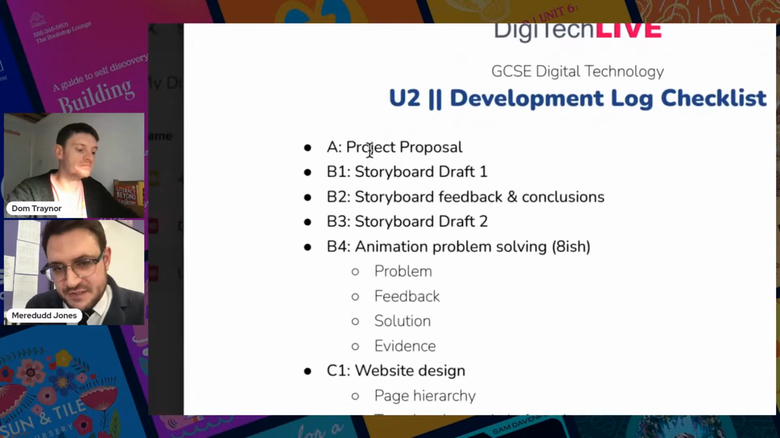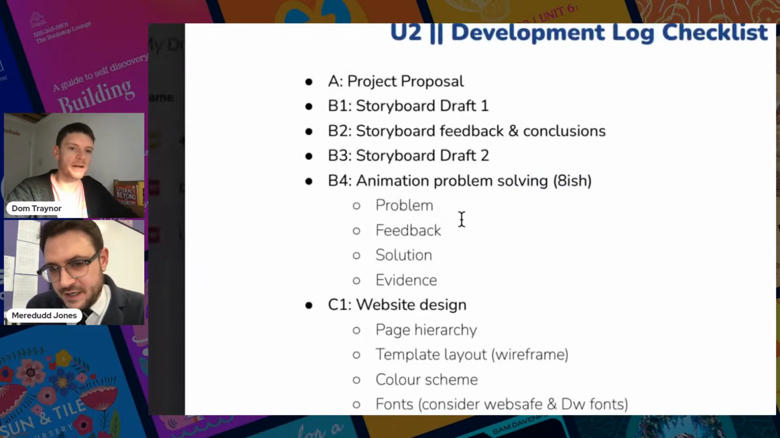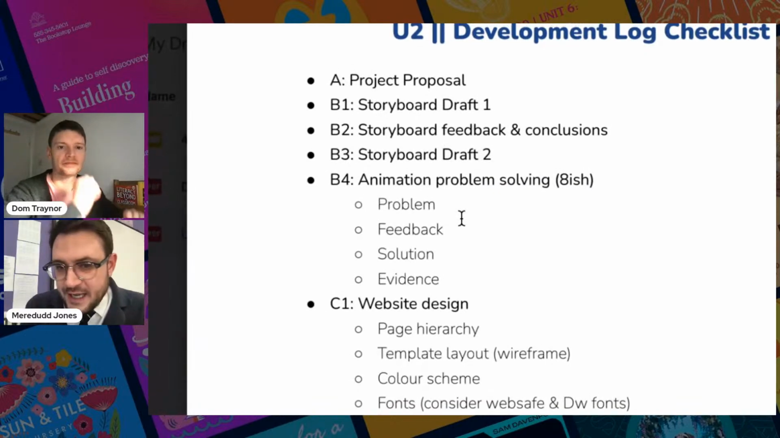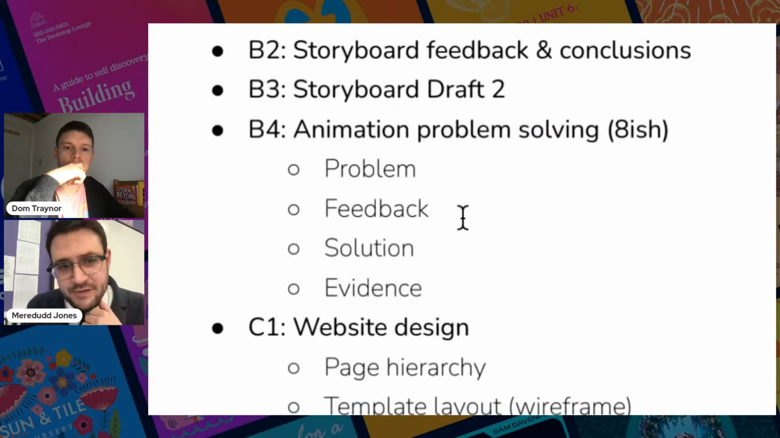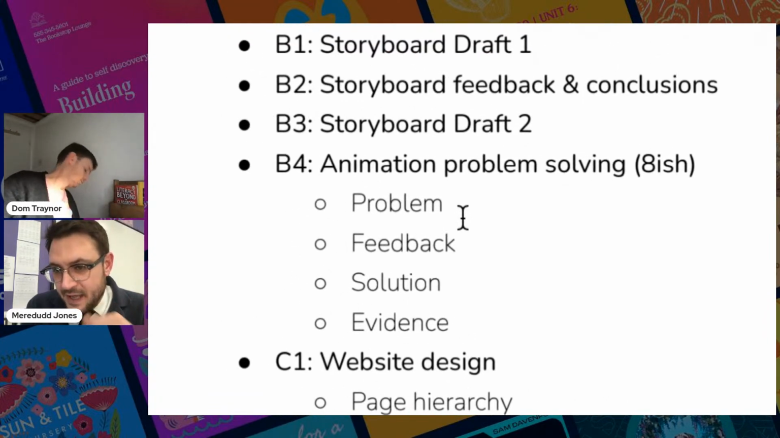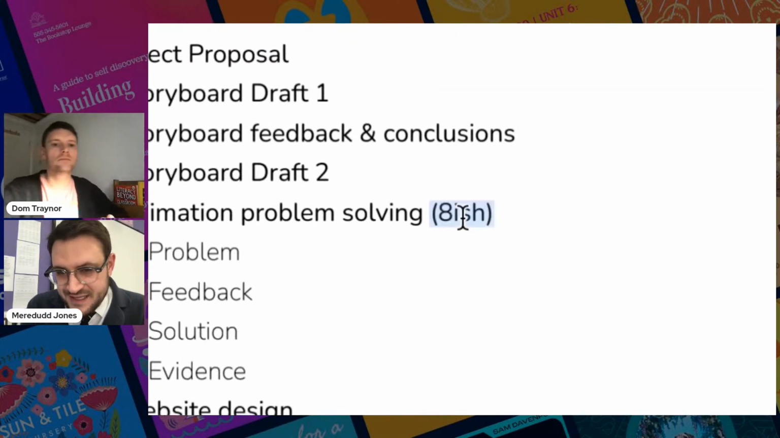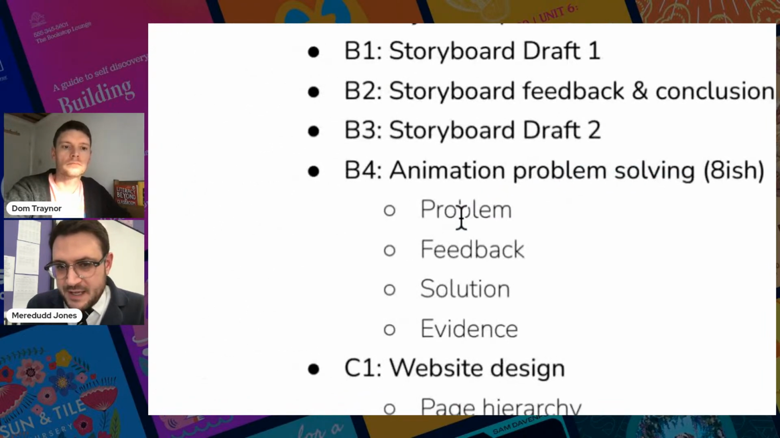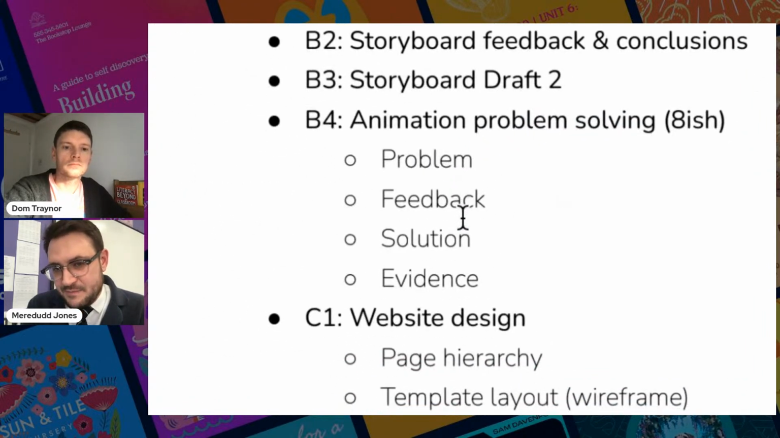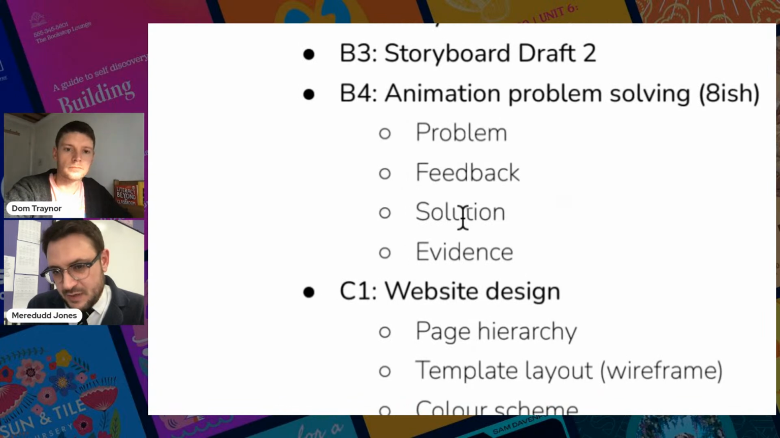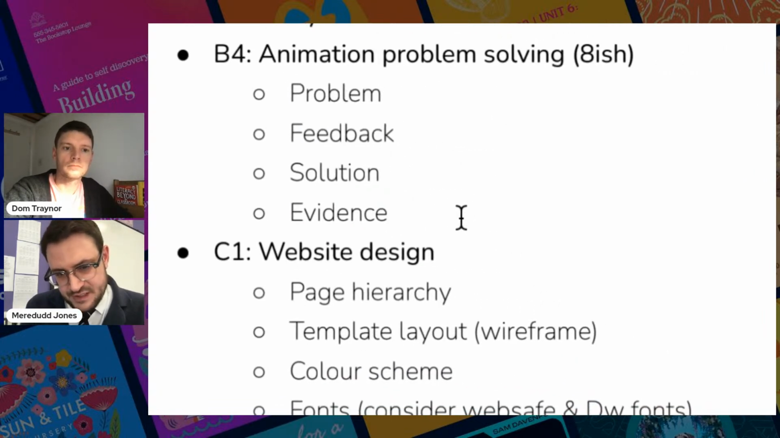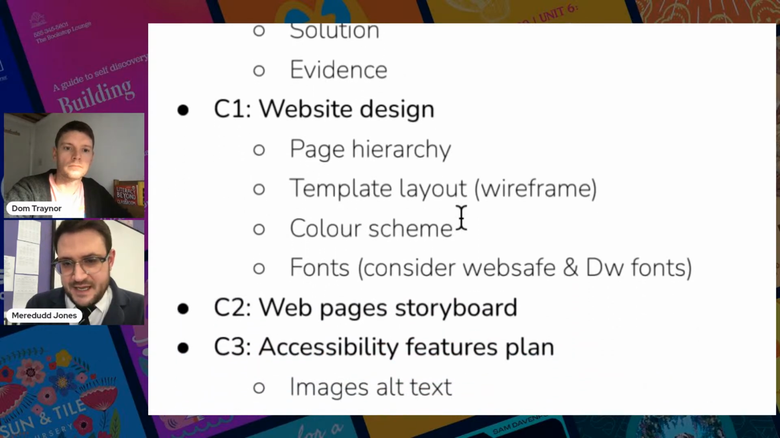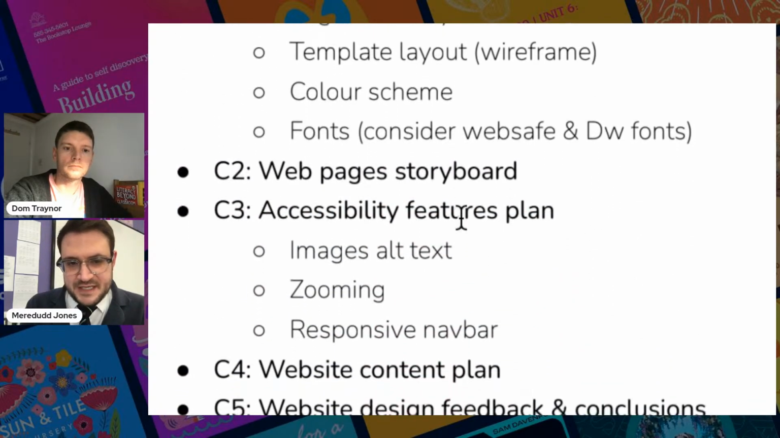For my students, I've got things like the problem solving doc and a breakdown of what I'm going to be putting in that problem solving evidence. So 8-ish, because that's what's in the exemplar. 8-ish problems whilst animating, feedback on each problem, the solution on each problem, and then a token gesture screenshot showing that it's been solved. And then it goes on through the website design.